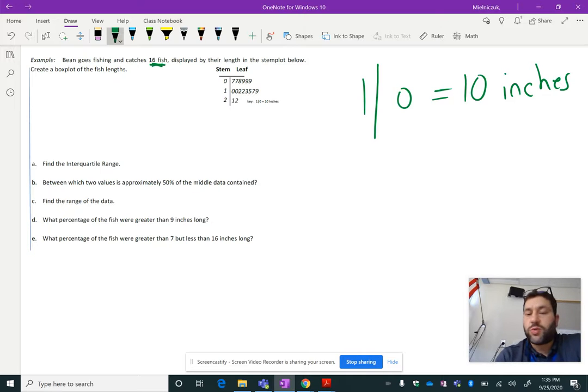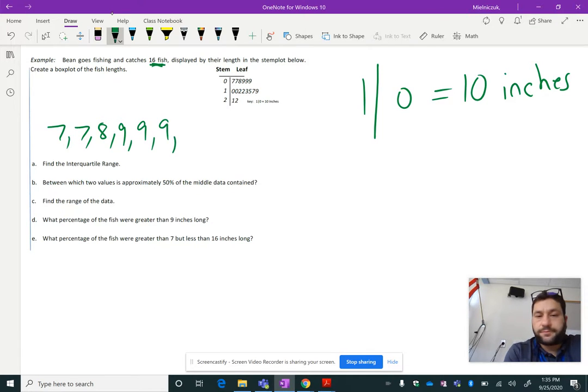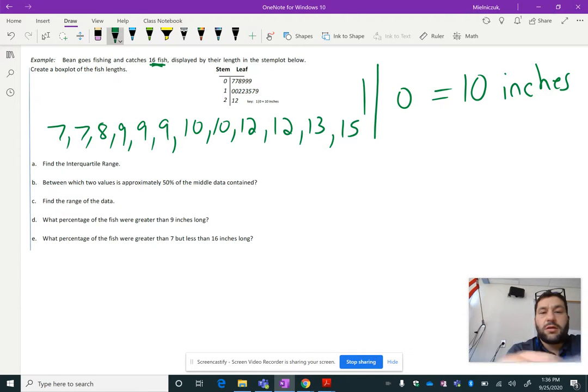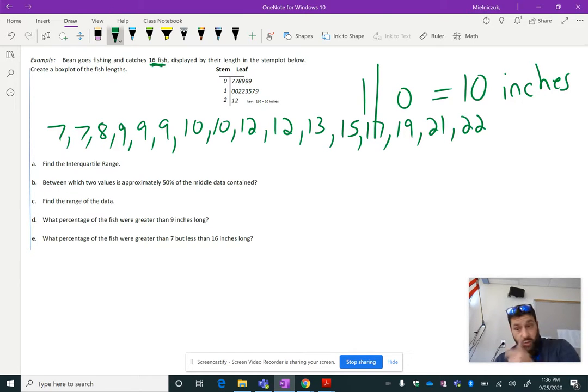All right, so we can use that key. And the first thing we should do is write them in order. So 0 would just mean that we write the numbers to the right: 7, 7, 8, 9, 9, 9, 10, 10, 12, 12, 13, 15, 17, 19, 21, and 22. Now let's check to make sure we have 16 there. 1, 2, 3, 4, 5, 6, 7, 8, 9, 10, 11, 12, 13, 14, 15, 16.